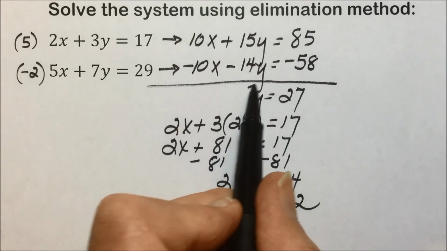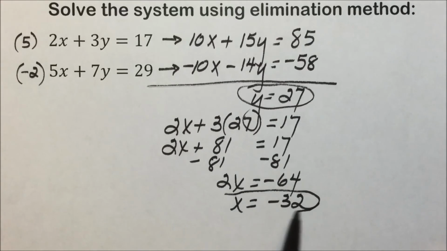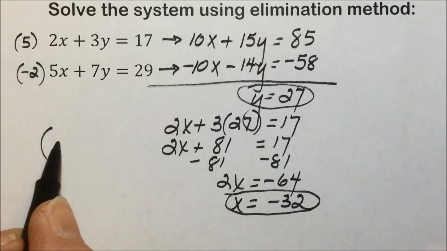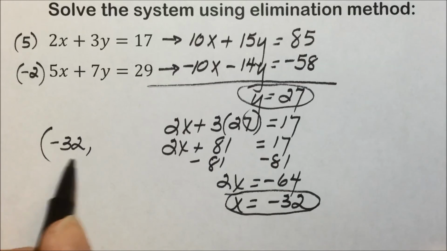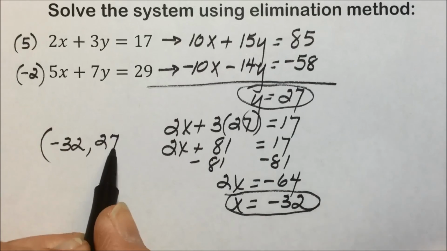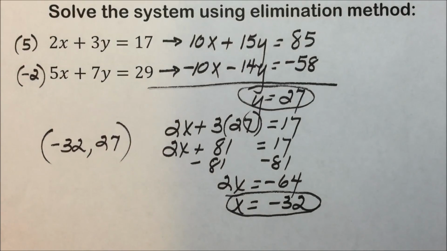So pulling these two values together in an ordered pair, the common point between the two equations, or the point of intersection, is the coordinate (-32, 27) for the point.